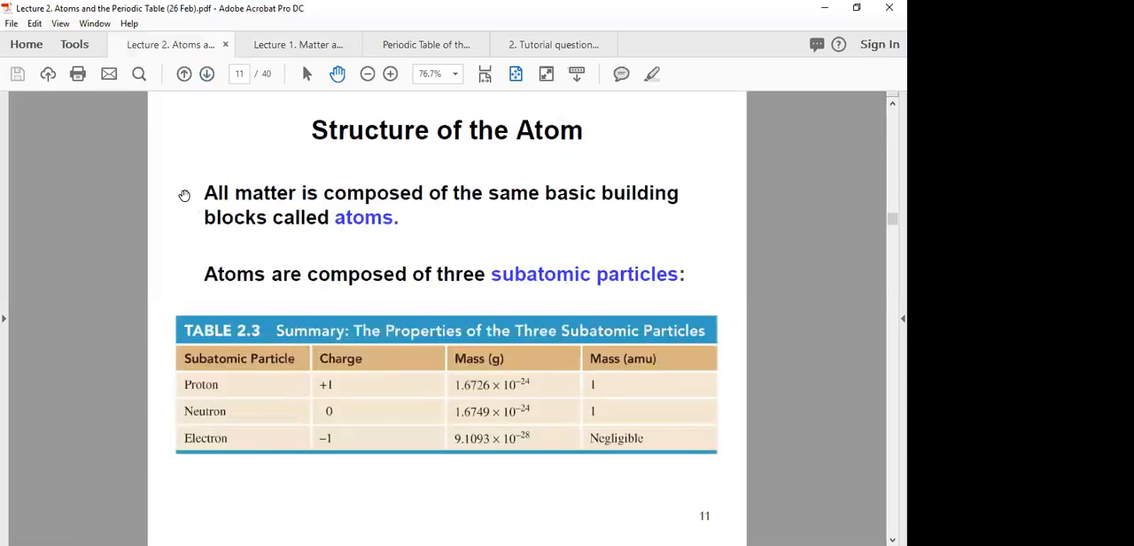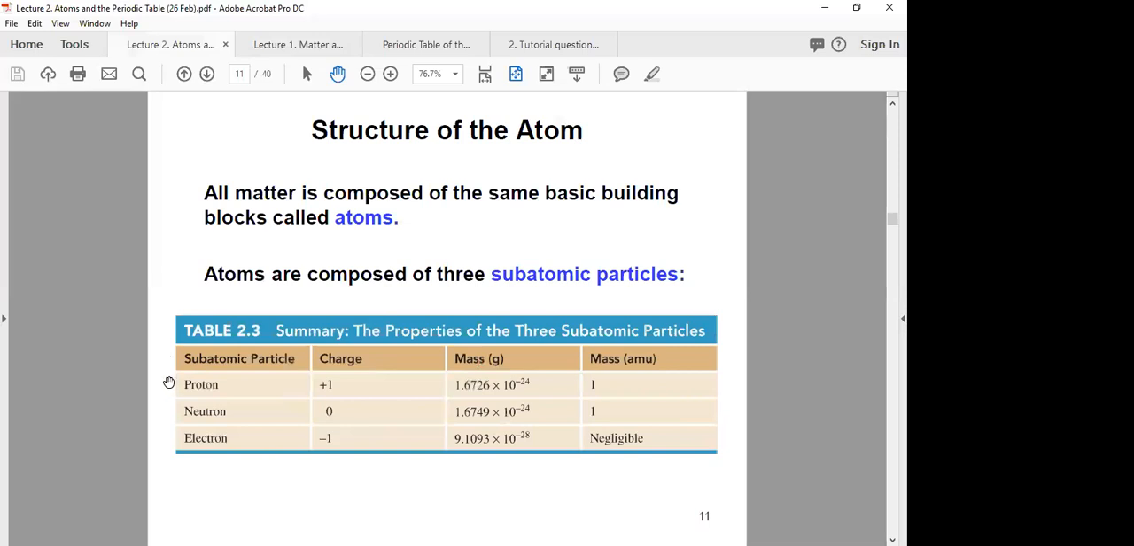All right, now let's move on. Structure of the atom. So all matter is composed of a basic building block called the atom. This is the basic building block of all matter, just like the basic building block of all living organisms is the cell. Same sort of concept, same principle. All right, atoms, each atom is composed of 3 subatomic particles. Well, most of them anyway, I should say. There are exceptions to every rule. I have to say this every week because there's always exceptions.